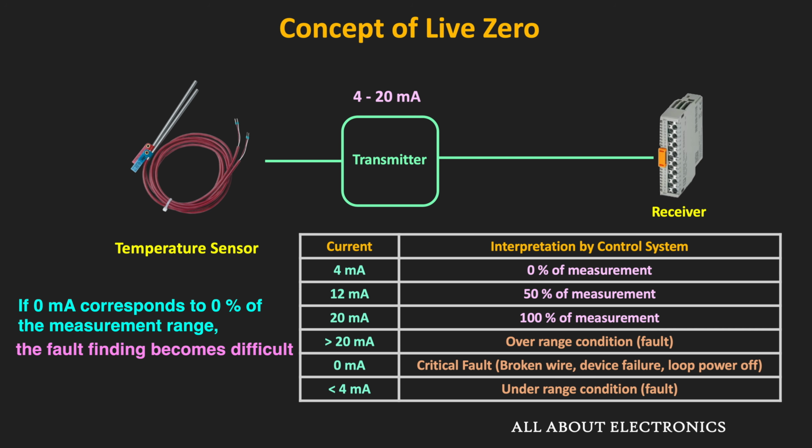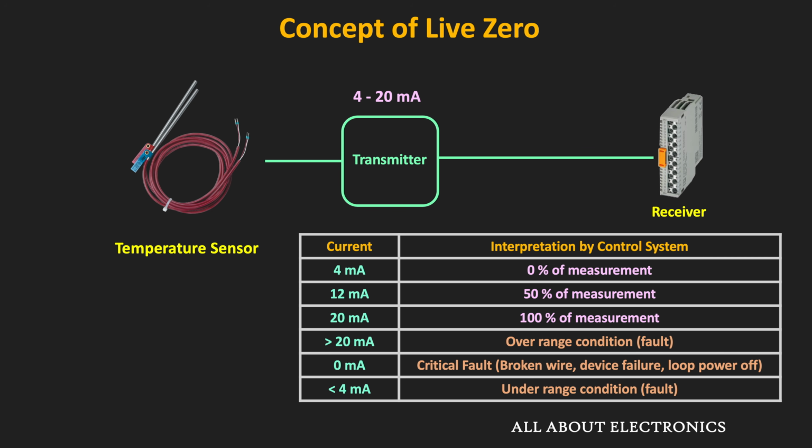That means instead of the 4 to 20 milliampere, suppose the range is kept from 0 to 20 milliampere, then in that case, the fault finding becomes difficult. But in case of the 4 to 20 milliampere standard, as the minimum signal is 4 milliampere, whenever the signal is equal to 4 milliampere, then we know that the link is live and the measurement value is indeed a 0% of the full scale range. So that is the live zero concept.